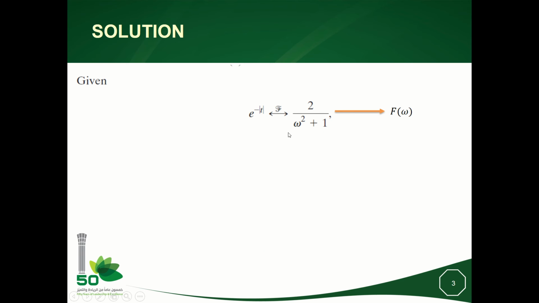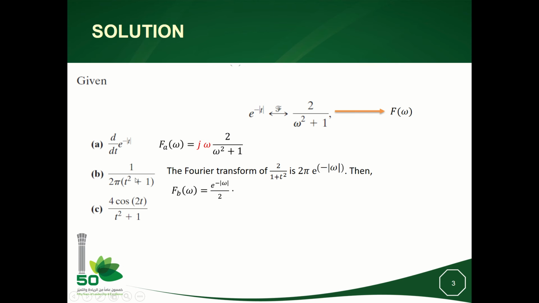So I will note, for instance, F of omega to be the function 2 over 1 plus omega squared. If F of omega is equal to 2 over 1 plus omega squared, it means if I will differentiate this function in time, the result will be j omega times F of omega. It means j omega times 2 over 1 plus omega squared. So this is a direct application of the differentiation property of the Fourier transform.